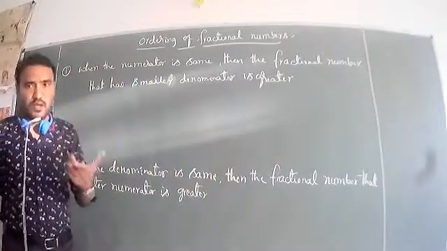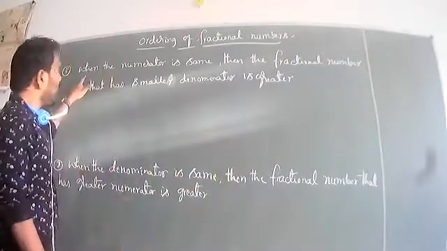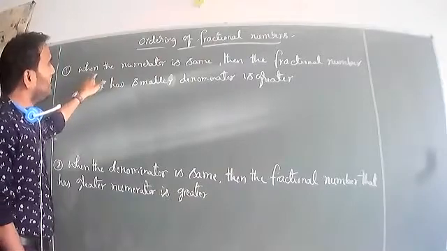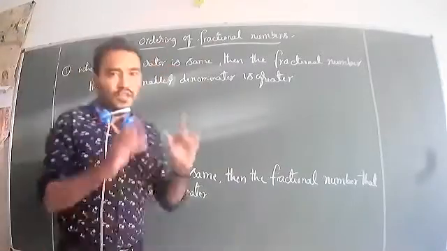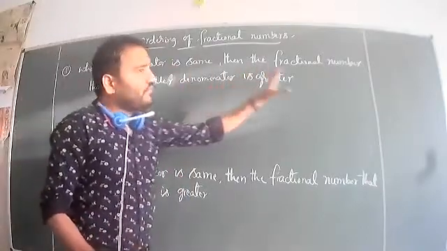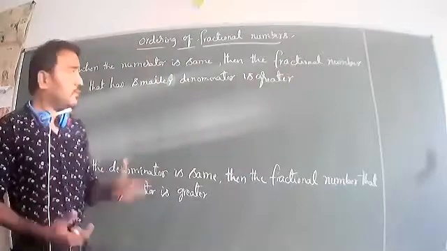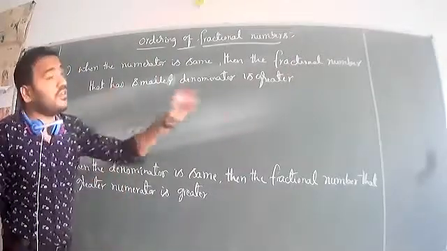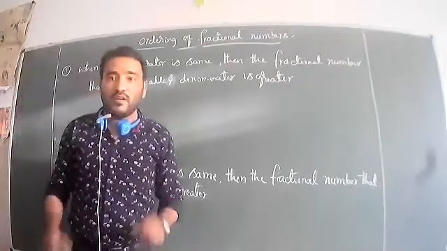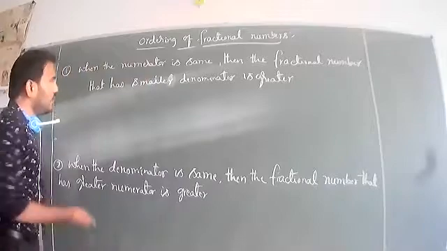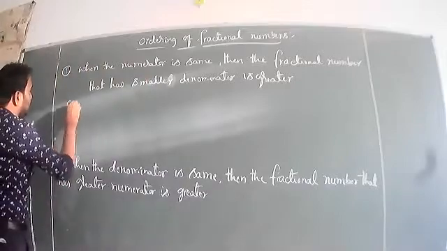Using the rules, we find out which fraction is greater and which is smaller. Look at the rule: when both the numerators are the same, the fractional number that has the smaller denominator is greater. Check that. I will give the examples.